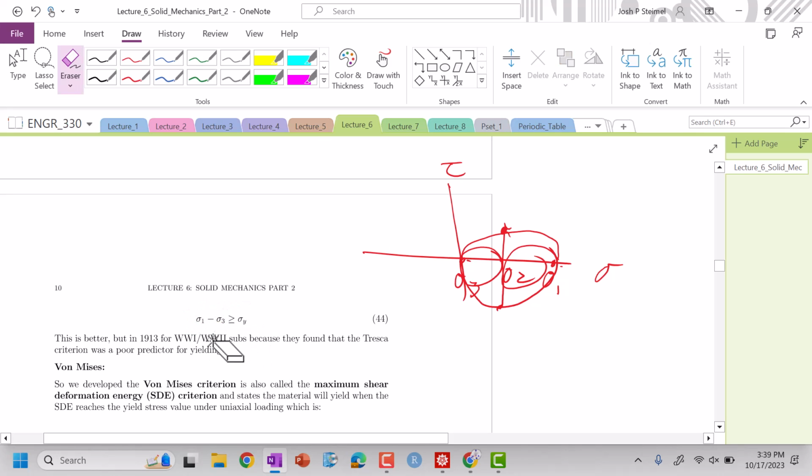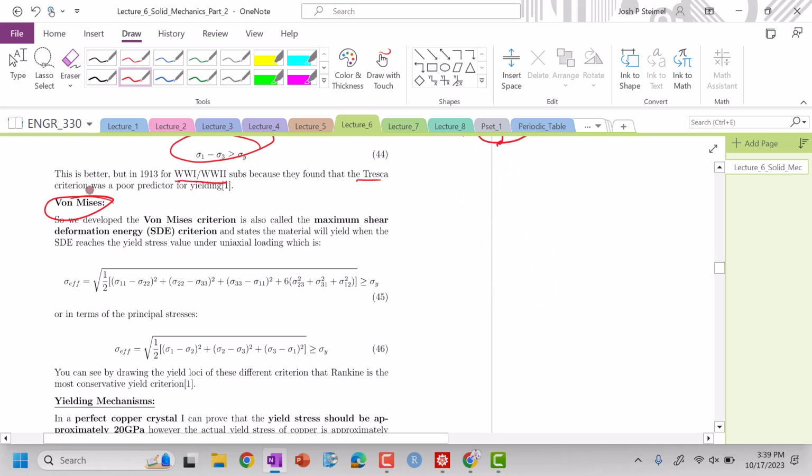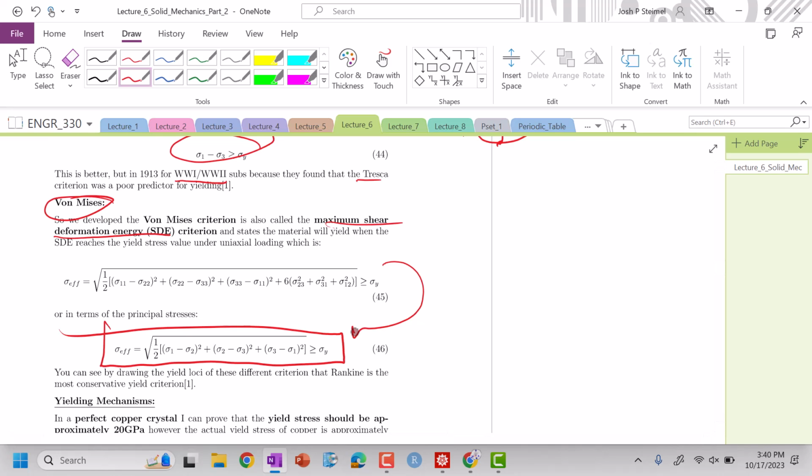And this worked very, very well, again, for lots of metallic materials until in 1913, where World War I and World War II subs were failing at stresses that were lower than this prediction for Tresca. So von Mises criteria looks at shear deformation energy criteria. So effectively looking at the contribution of the shear deformation energy for all of essentially the stresses that exist in a system. So, and you could actually rewrite it in terms of purely principal stresses, and we get the Tresca criteria here. So these are 3 different criteria, and they need to be utilized in an appropriate setting.